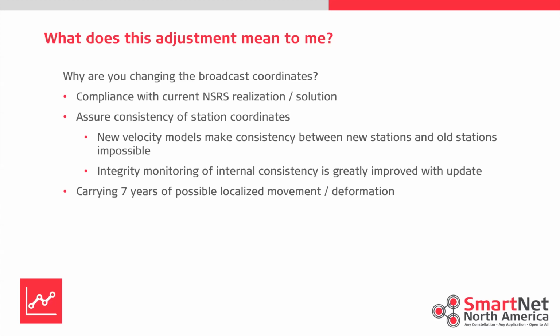And if how the velocities are computed for one is different than the other, it can have a massive impact on how those two stations fit together. It also allows us to make sure, from an integrity monitoring perspective, the internal consistency is improved with this update, so that we can catch errors or catch blunders or catch things before they affect you as the user.